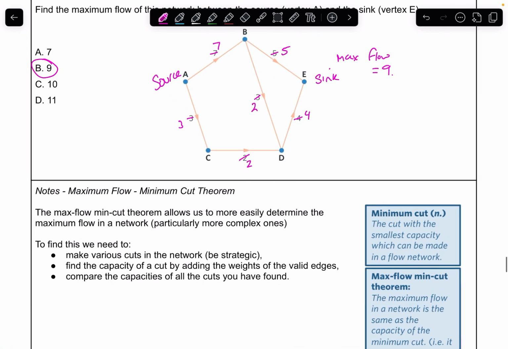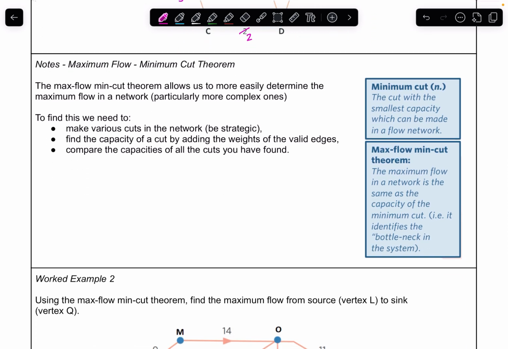Okay, now what we do is we take this to add our cuts to it. So we have this theorem called the maximum flow, the minimum cut theorem. This allows us to more easily determine the maximum flow in a network. So what happens is, to make various cuts on the network, then you find the capacity of those cuts by adding the valid edges, and then you compare the capacities of the cuts you have found. Basically what it says over here is that the maximum flow minimum cut theorem, the maximum flow in a network is the same as the capacity of the minimum cut, i.e. it identifies the bottlenecks in the system.